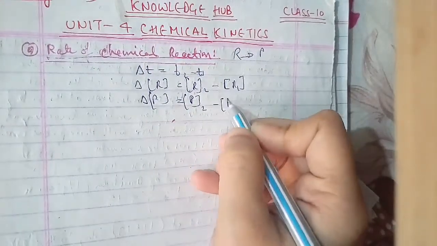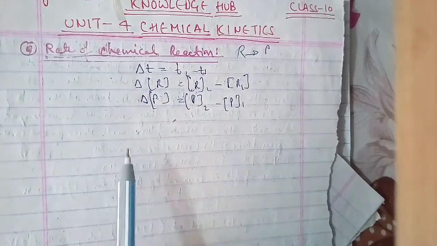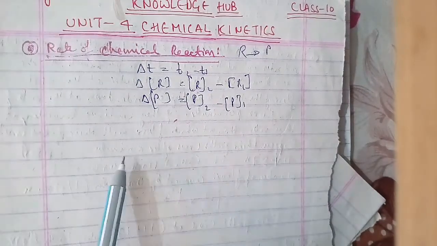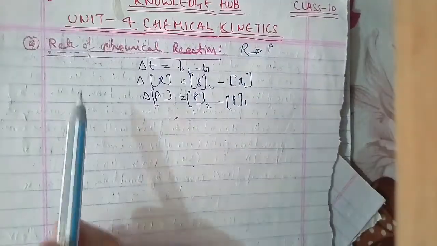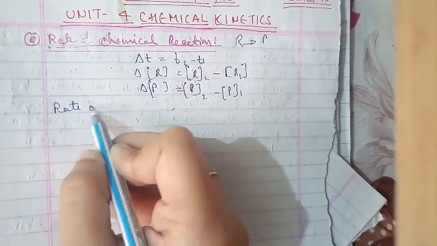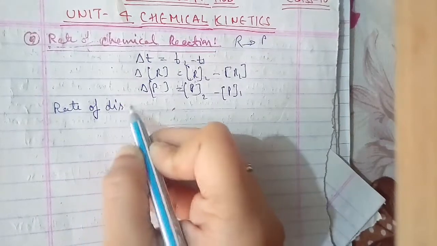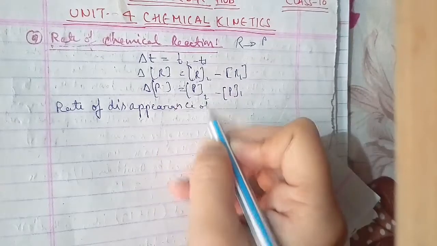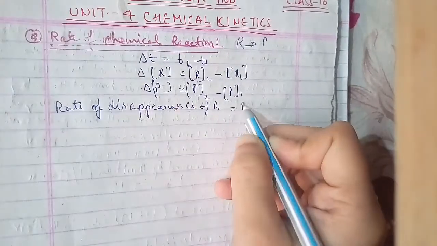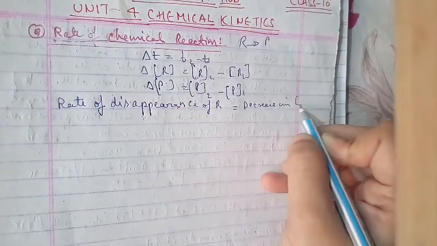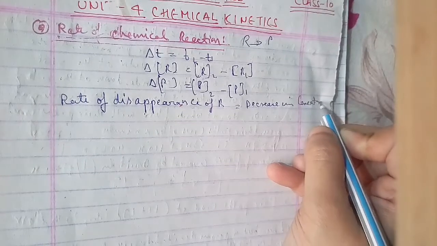So, rate of disappearance of R equals decrease in concentration of R upon time taken, which equals minus delta R upon delta T.